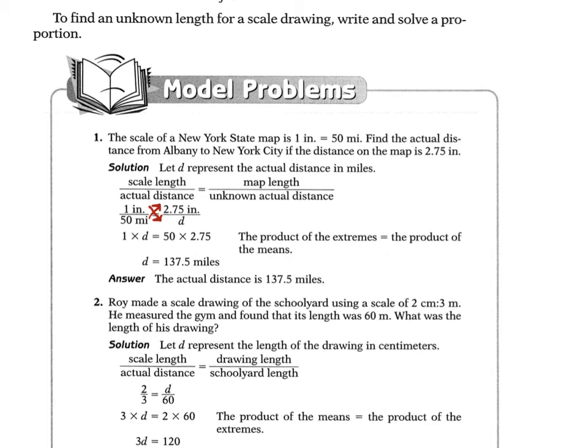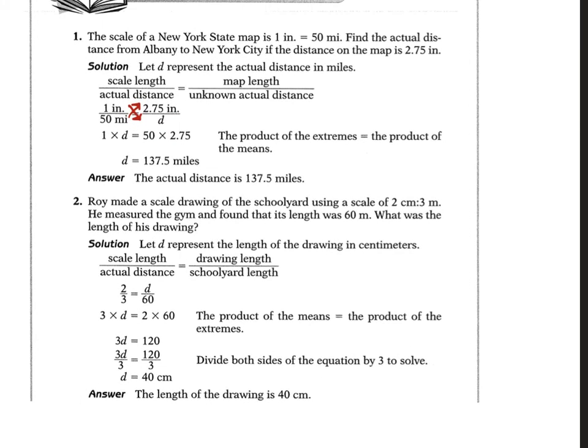Or sorry, your distance is equal to the 137.5 miles. For 2, it says Roy made a scale drawing of the schoolyard using a scale of 2 centimeters is to 3 meters. He measured the gym and found that the length was 60 meters. What is the length of his drawing?